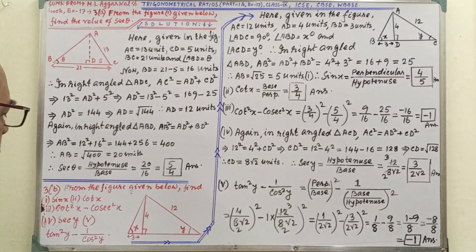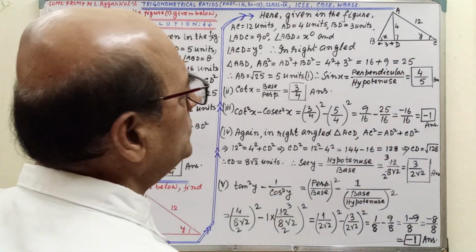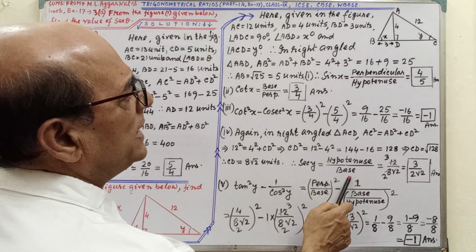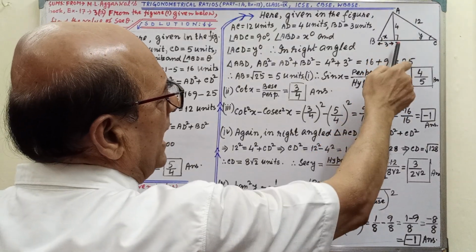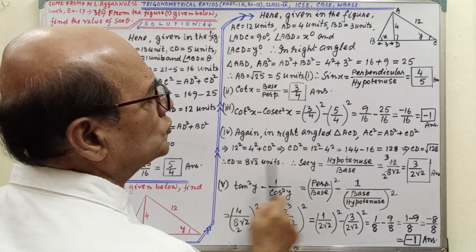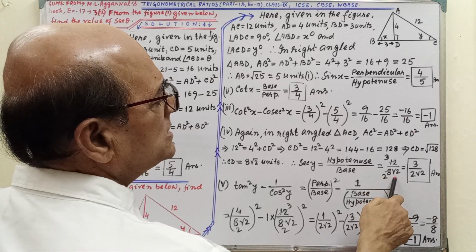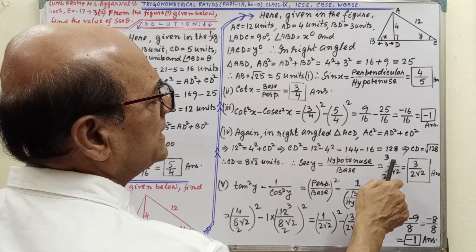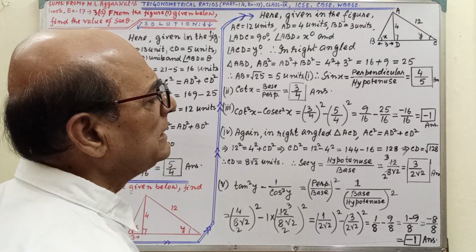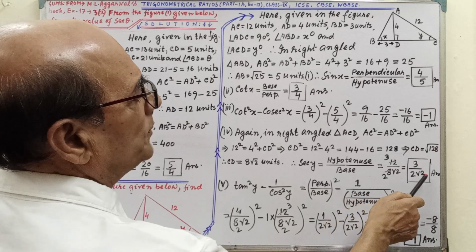Now we have to find sec y. Sec is hypotenuse by base. Here the hypotenuse is 12 and the base is CD. CD we have got as 8 root 2. So in place of hypotenuse we write 12 and the base is 8 root 2. By cancellation this is 3 and this is 2. By simplification we get 3 by 2 root 2. This is the value of sec y.